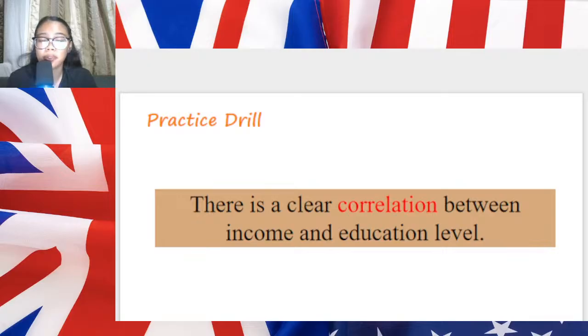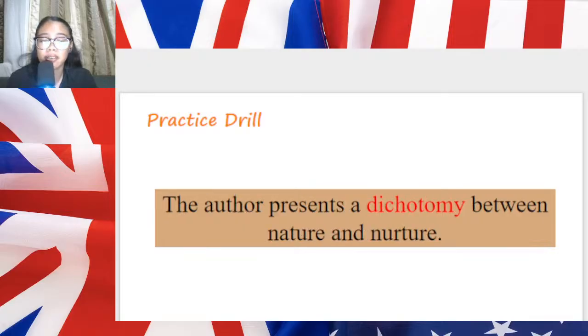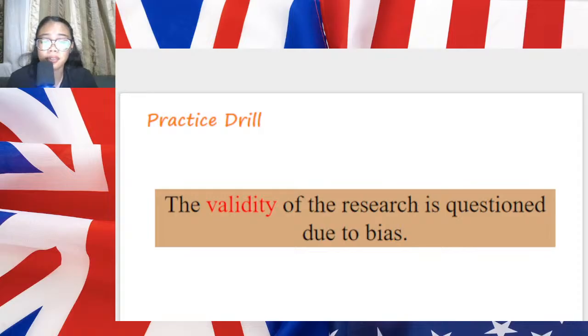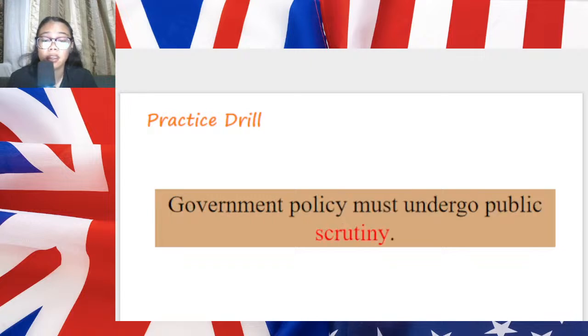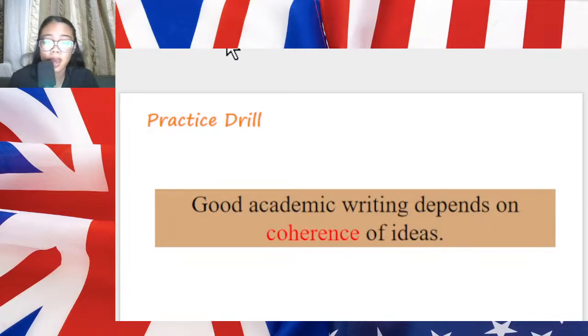There is a clear correlation between income and education level. The author presents a dichotomy between nature and culture. The validity of the research is questioned due to bias. We can make an inference from the given data. Government policy must undergo public scrutiny. Lastly, good academic writing depends on coherence of ideas. Those are the second set of words.